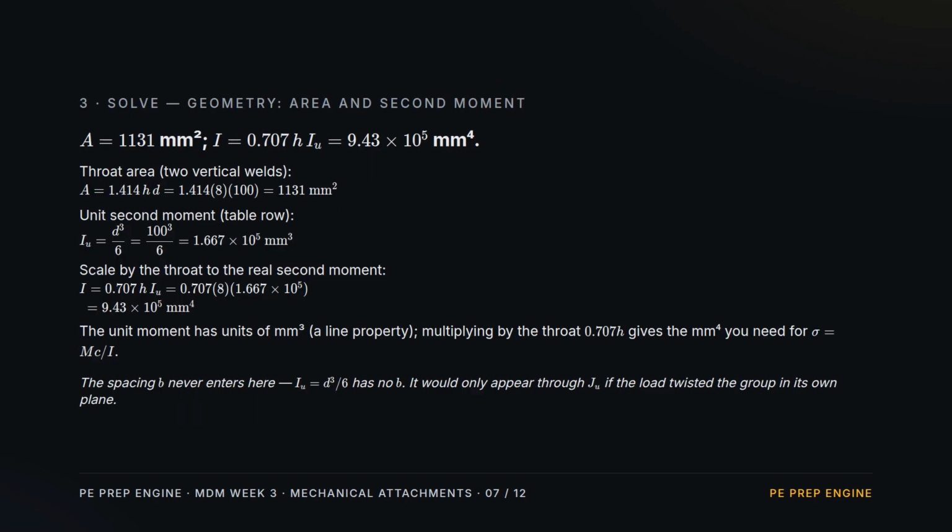Solve. Part 1. The geometry. Two vertical throats give an area near 1100. The table's unit second moment is d cubed over 6. Scale it by the throat, and you land on the real second moment, about 9.4 times 10 to the 5th. Notice the spacing never entered. The bending property has no b in it.